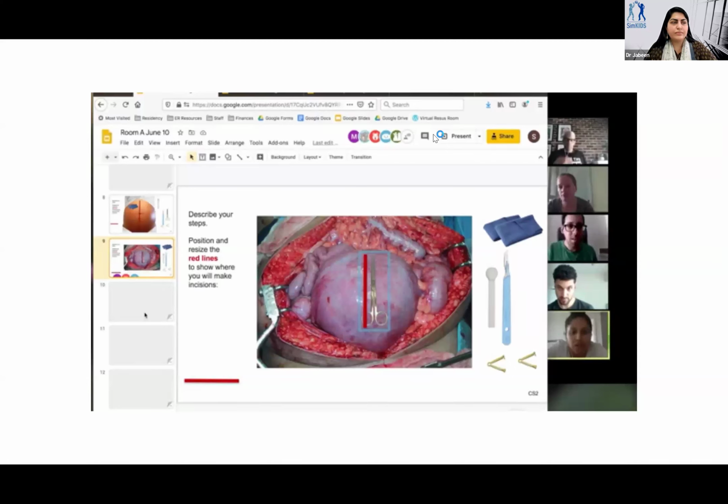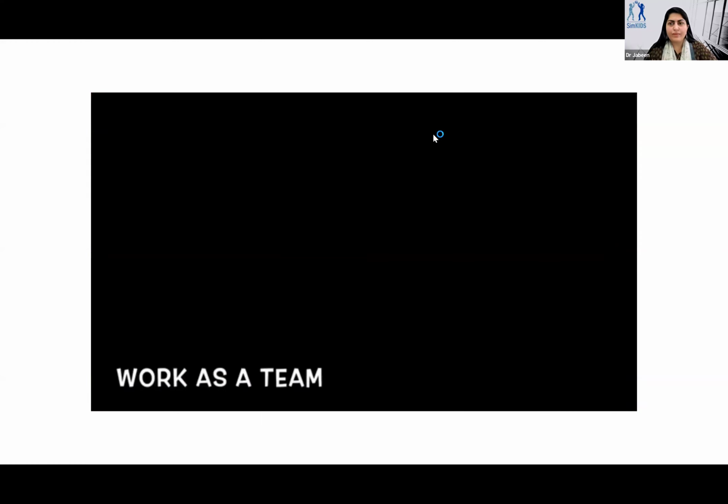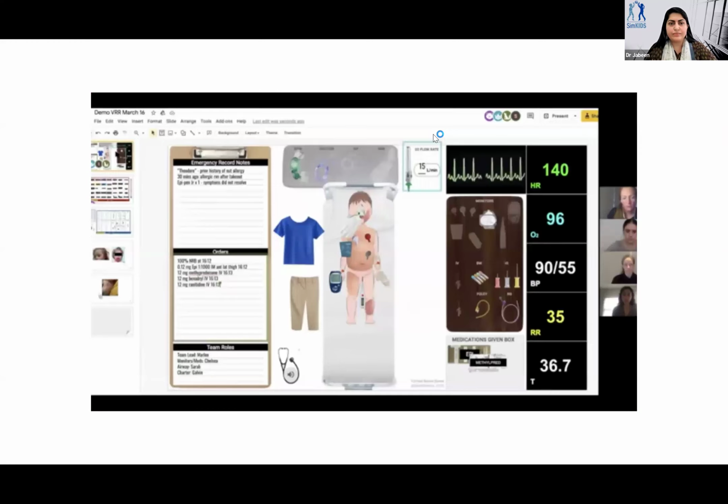Work as a team, divide into roles, and communicate clearly. So Sarah, if you don't mind giving 8 puffs of Ventolin to this baby and let me know once that's been done. And if you could auscultate and let me know if his wheeze has improved, that would be great.